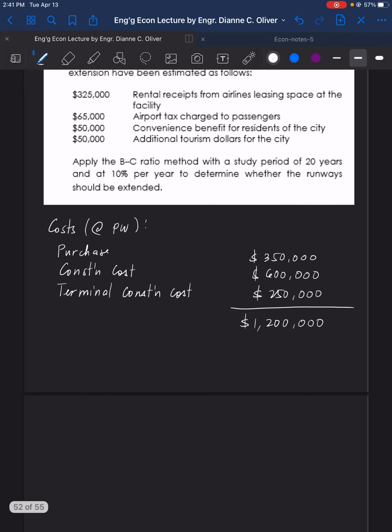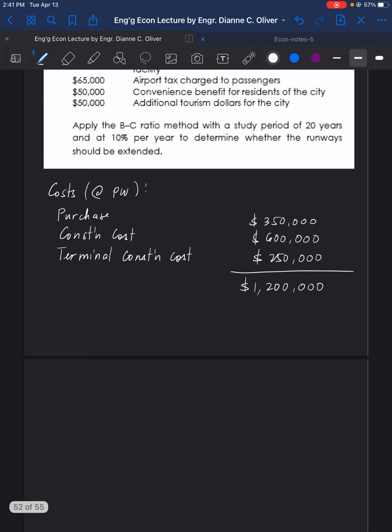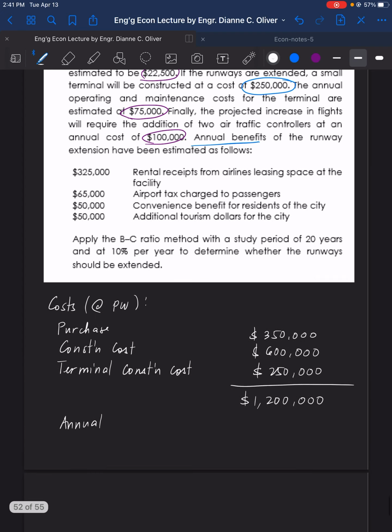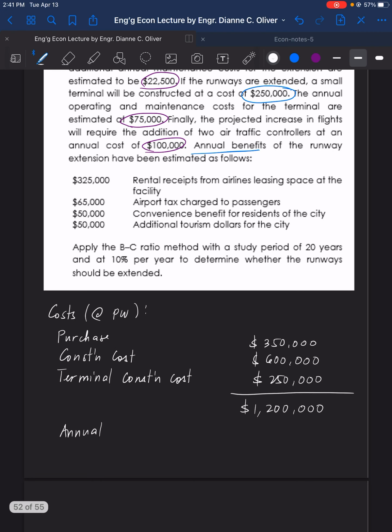Let's go to the annual cost. So for the annual cost, let's put it here. So annual cost is equal to, we have there 22,500 plus the 75,000 plus the 100,000, so 100K. It is equal to $197,500.